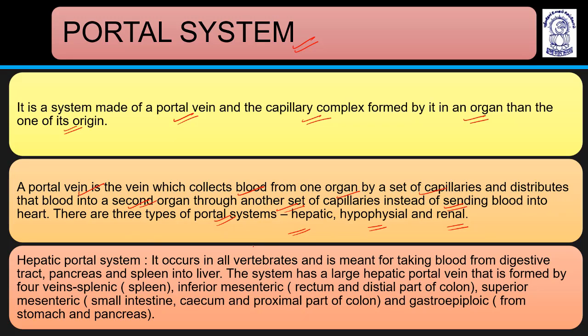Hepatic portal system occurs in all vertebrates and is meant for taking blood from the digestive tract, pancreas, and spleen into the liver. The system has a large hepatic portal vein that is formed by the splenic vein, the inferior mesenteric vein from the rectum and distal part of the colon, the superior mesenteric vein from the small intestine, cecum and proximal part of the colon, and the gastroepiploic vein from the stomach and pancreas.